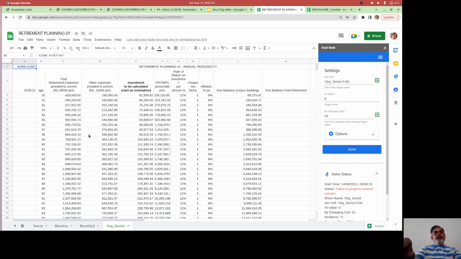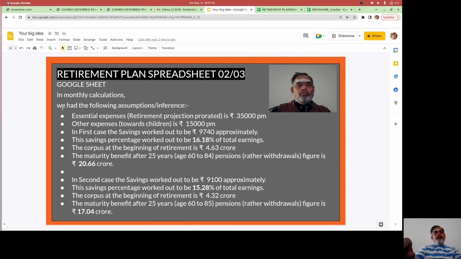Now, let us go to where we have stopped. Let us go to our presentation, the summary. In our month calculation, we had the following assumptions: inflation, essential expenses projected prorated is 35,000 rupees per month. Other expenses towards children is 15,000 rupees per month.